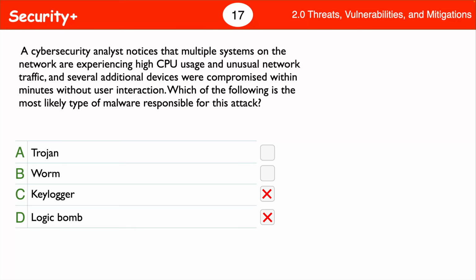And finally, we can rule out A, Trojan. A Trojan requires user interaction. And in the scenario, it specifically says that there was no user interaction. And that leaves us with B, worm. A worm is a self-replicating malware that spreads across networks without user interaction, using vulnerabilities or things like open ports.